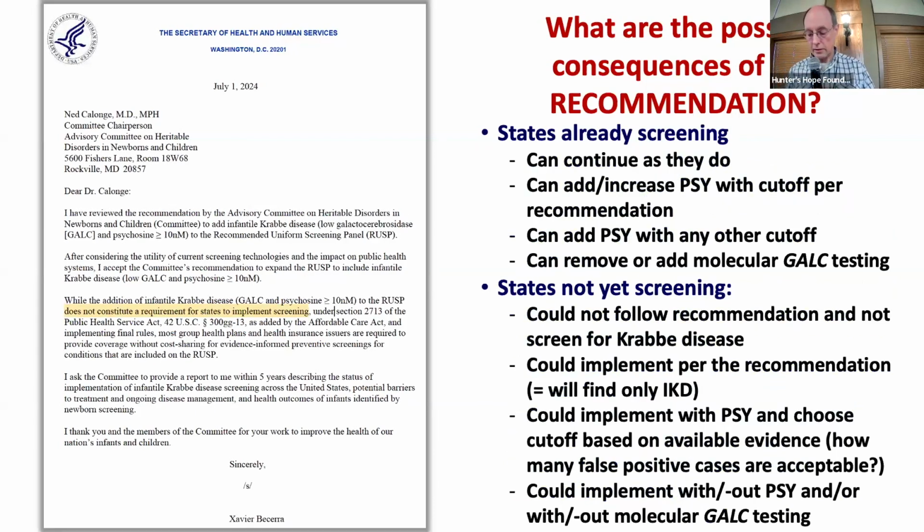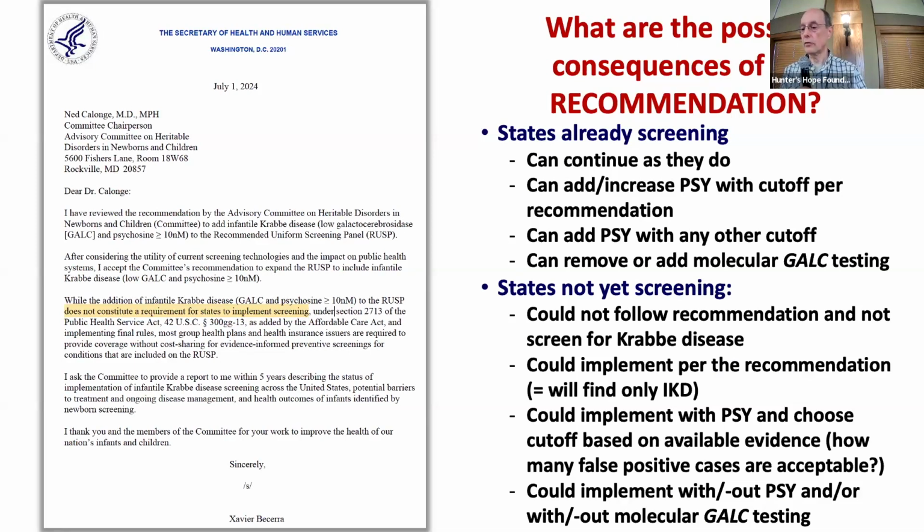The recommendation of adding Krabbe disease to the RUSP is a recommendation by the secretary to all the states that they should do that. It is not a requirement. So states that already screen can just continue as they are, or they can add cyclozine to their algorithm, or increase the cyclozine cutoff if they want to follow the recommendation. But they can also add cyclozine or change the cutoff in whatever way they want. It is just a recommendation. They can also remove or add molecular testing if they want to.